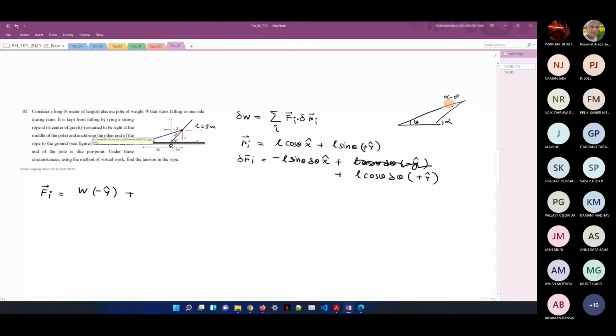Theta minus alpha or alpha minus theta? It is 180 minus theta, minus alpha. Yes, because theta is on the outside. These two exterior angles should be added. So this will be theta minus alpha. Now you know that this angle is theta minus alpha, the angle the rope makes is alpha, and the pole makes theta.